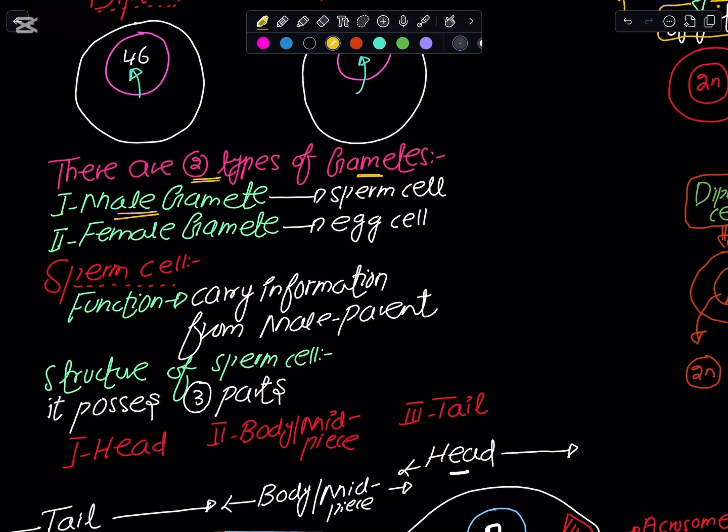We have the male gamete, which would be the sperm cell. It would be produced in the testes of the male parent. We have the female gamete, and that female gamete is the egg cell, and it would be produced within the ovaries of the female reproductive tract.